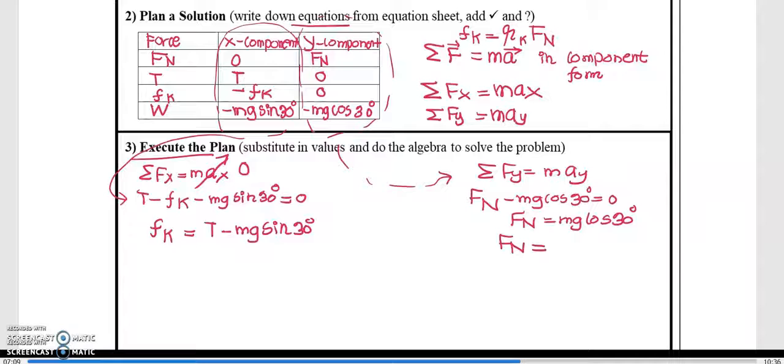And I'm going to solve for the normal force here. Mass is 50 kilograms and then g is 9.8 meters per second squared times cosine of 30 degrees. If you solve for the normal force, you will end up getting 424.4 newtons.